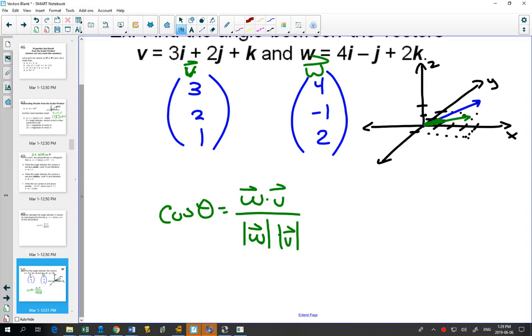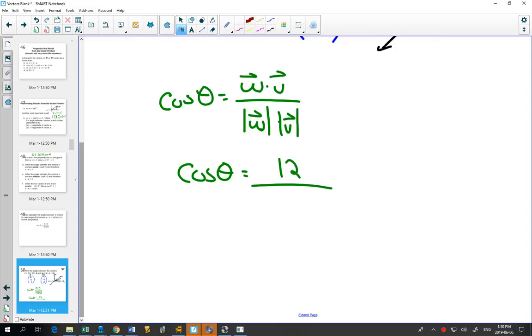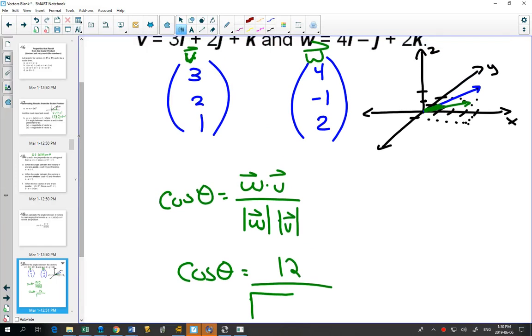This means if I find the dot product, and the dot product is really easy, I'm going to get 12 minus 2 plus 2, which will end up being 12. And if I find the length of w, which will be square root of a squared plus b squared plus c squared, so it's going to be 16, 1, and 4, square root of 21. And the length of v, 9 plus 4 is 13 plus 1 is 14. We can now go to our calculator and do cos inverse and find theta.